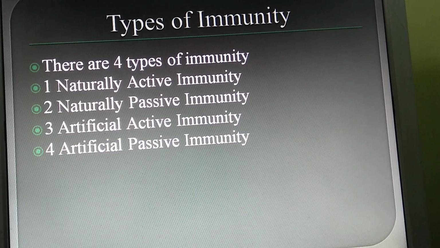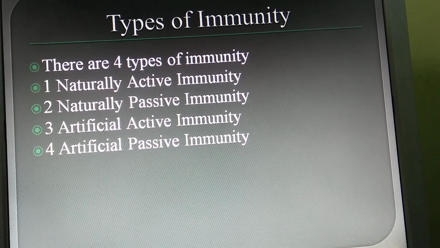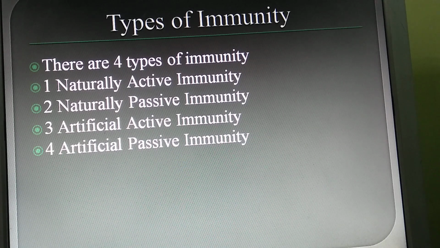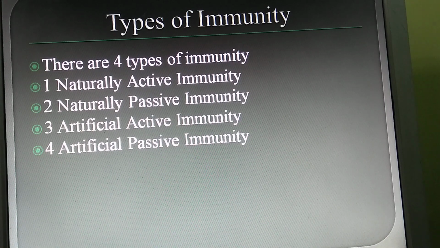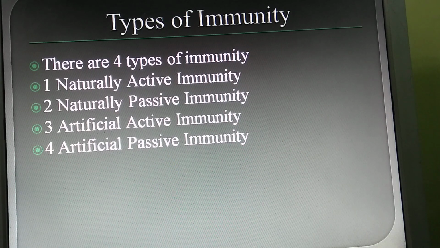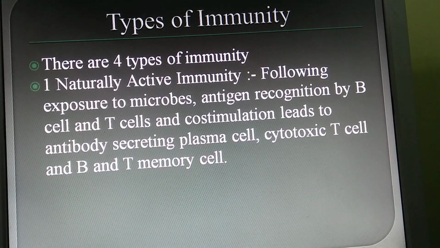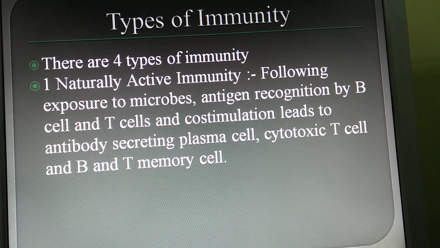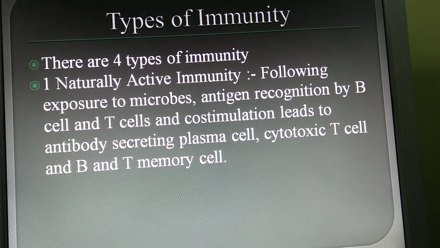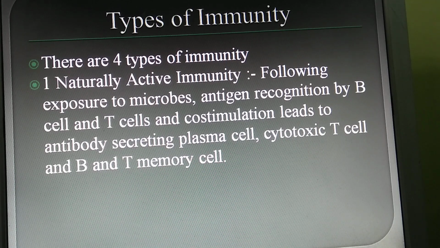Now let us see about the types of immunity. There are 4 types of immunity: naturally active immunity, naturally passive immunity, artificially active immunity and artificially passive immunity. That means the type of immunity depends on whether it is natural or artificial, and whether it is active or passive. Let us see one by one. Regarding naturally active immunity, following exposure to microbes, antigen recognition by B cells and T cells and co-stimulation lead to antibody-secreting plasma cells, cytotoxic T cells and B and T memory cells. This generally occurs during infection.